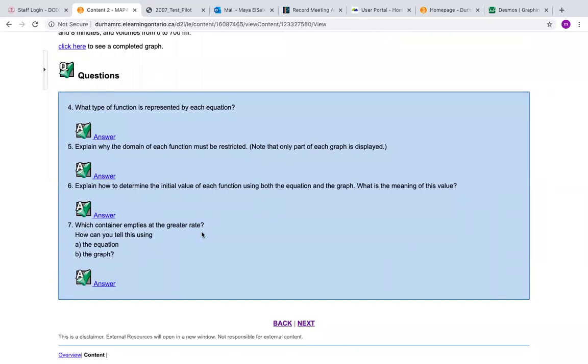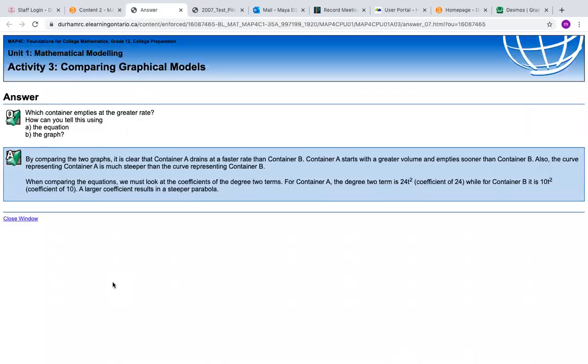Which container empties at a greater rate? You guys can find that. How can you tell this? Using the equation and the graph. So you can look at which one is going down faster.